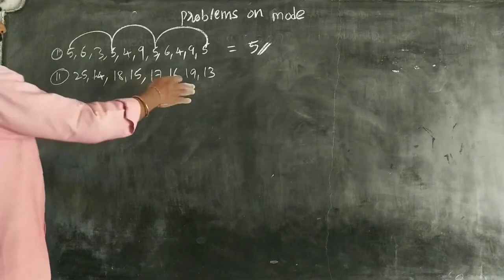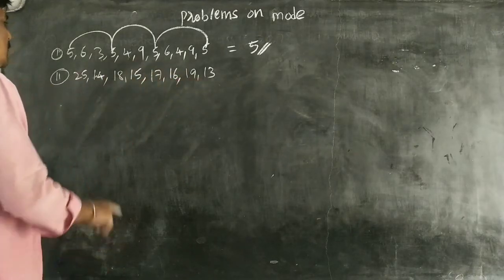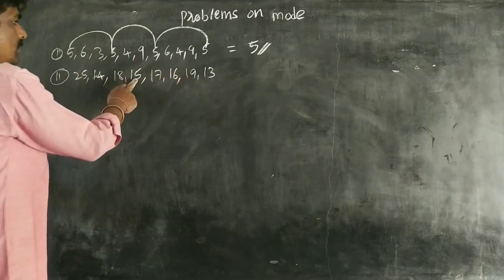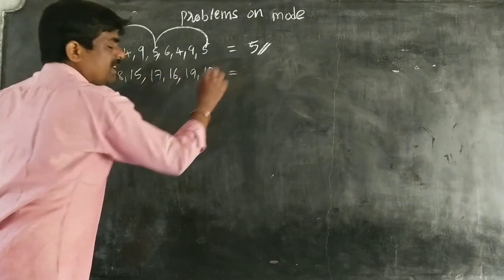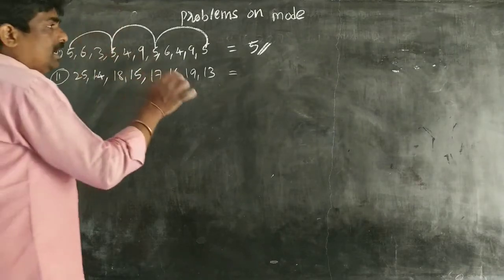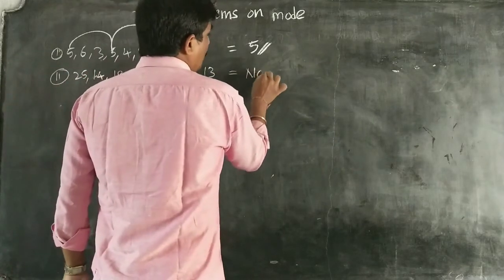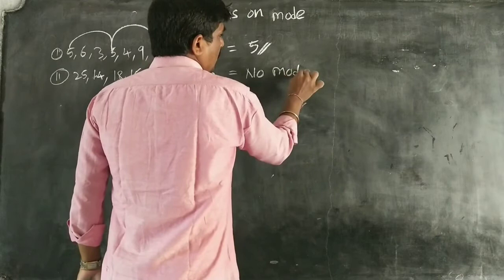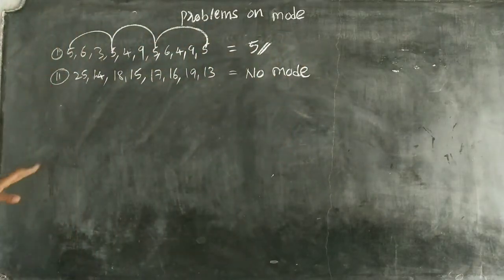Observe again in this situation. So 25, 40, 18. In this, no term is repeating. Therefore, this data has no mode. Okay? Right.